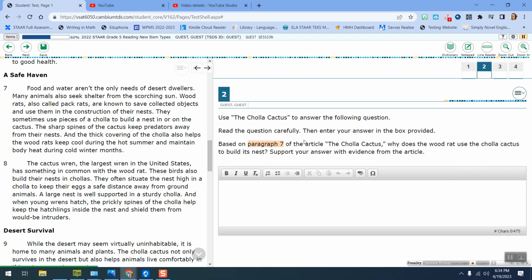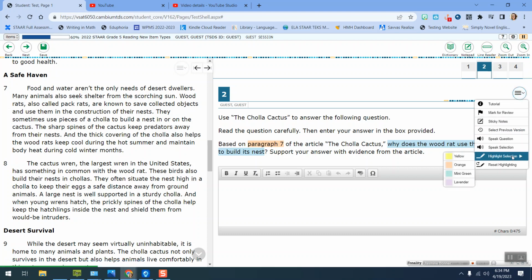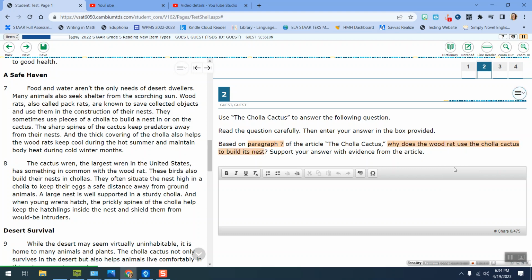I know because I have to look at paragraph 7. This question is specifically asking me for information from paragraph 7. And then it's asking me about reasons that the wood rat uses the cholla cactus in its nest. So I need to make sure that my answer explains reasons. Okay, and it says why, so it could even just be one reason.